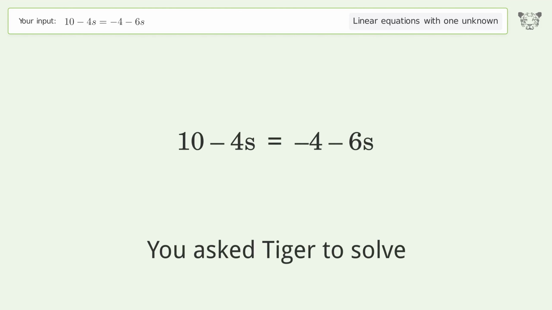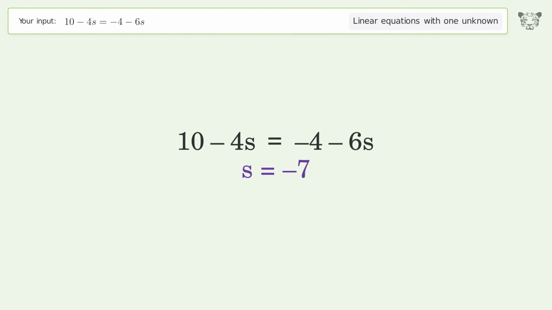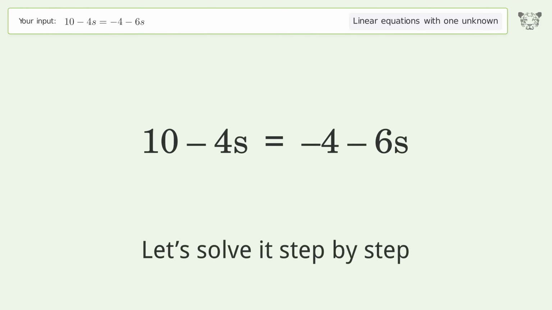You ask Tiger to solve. This deals with linear equations with one unknown. The final result is s equals -7. Let's solve it step by step.